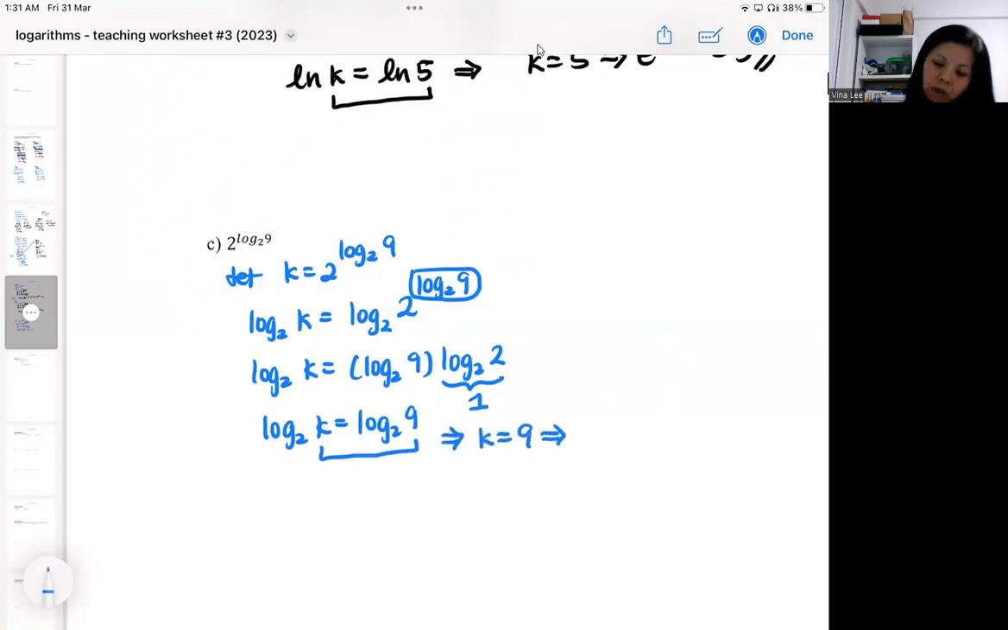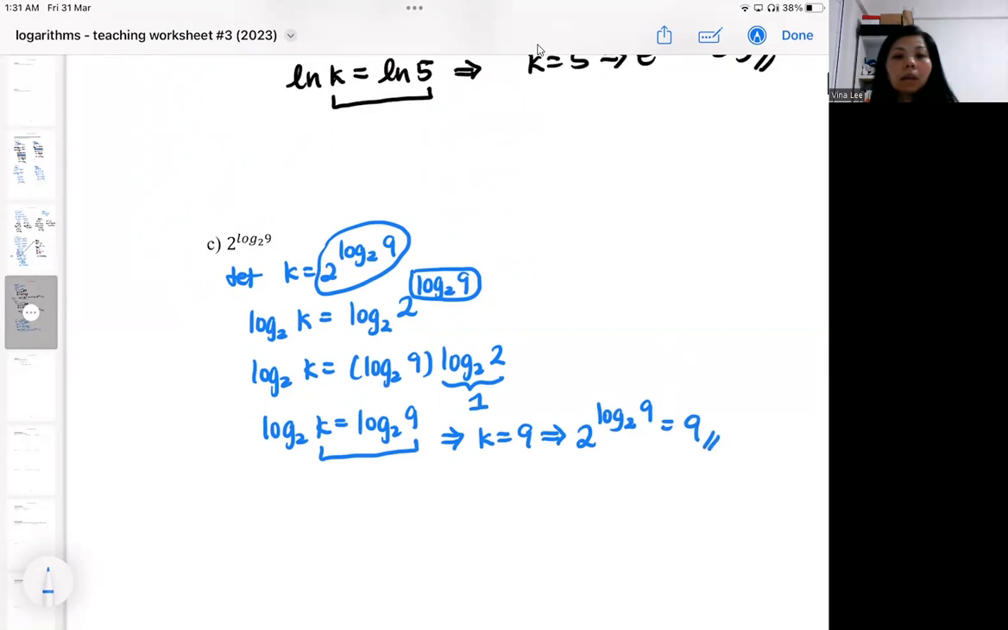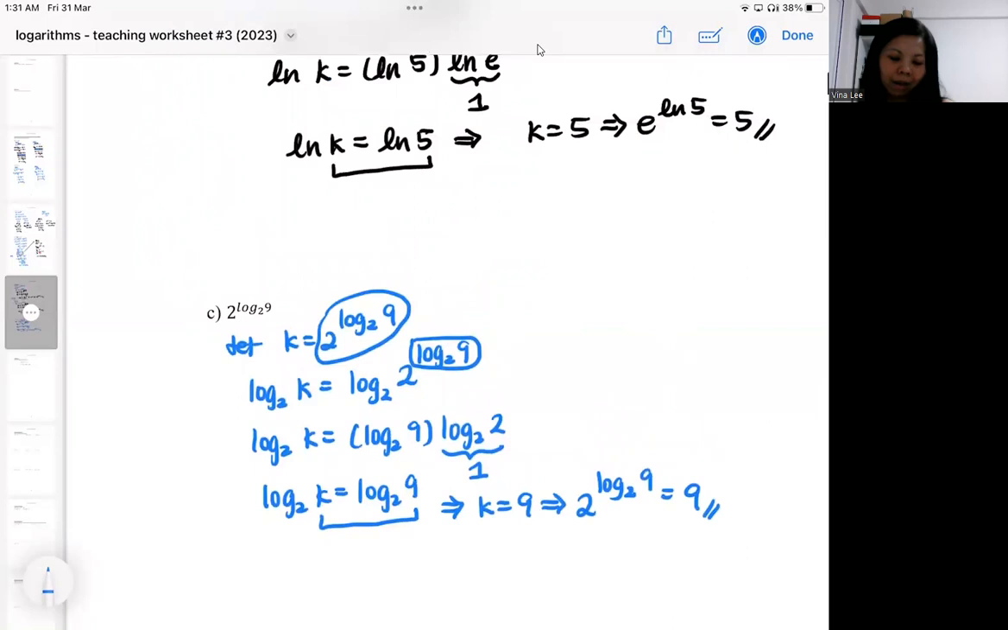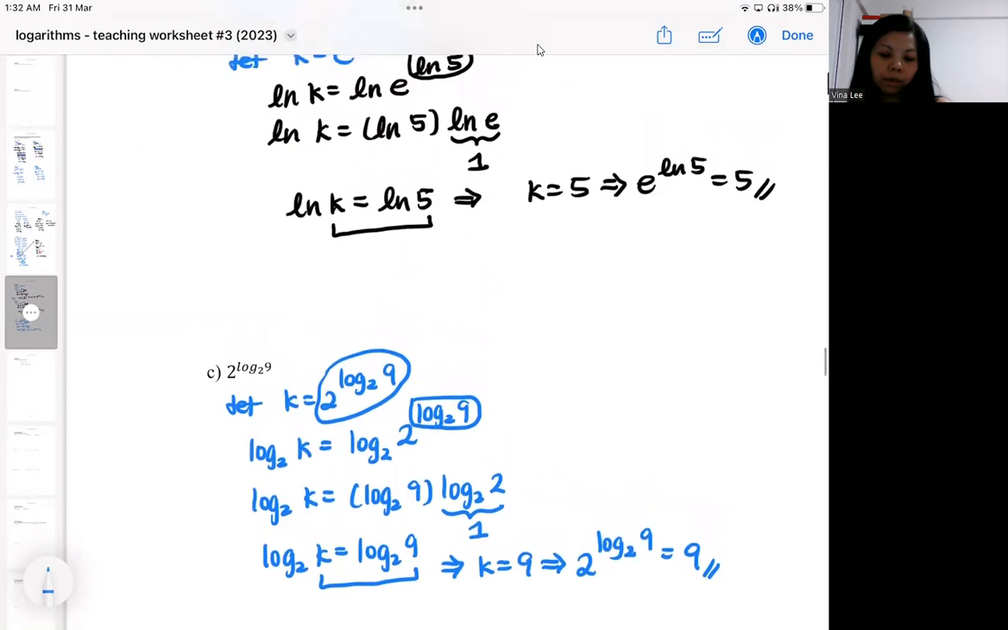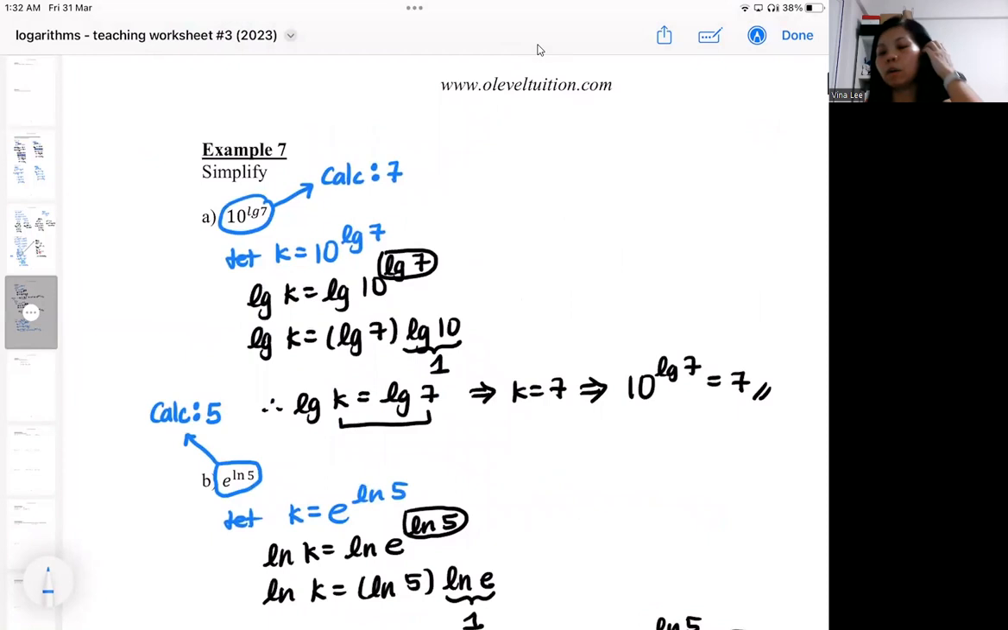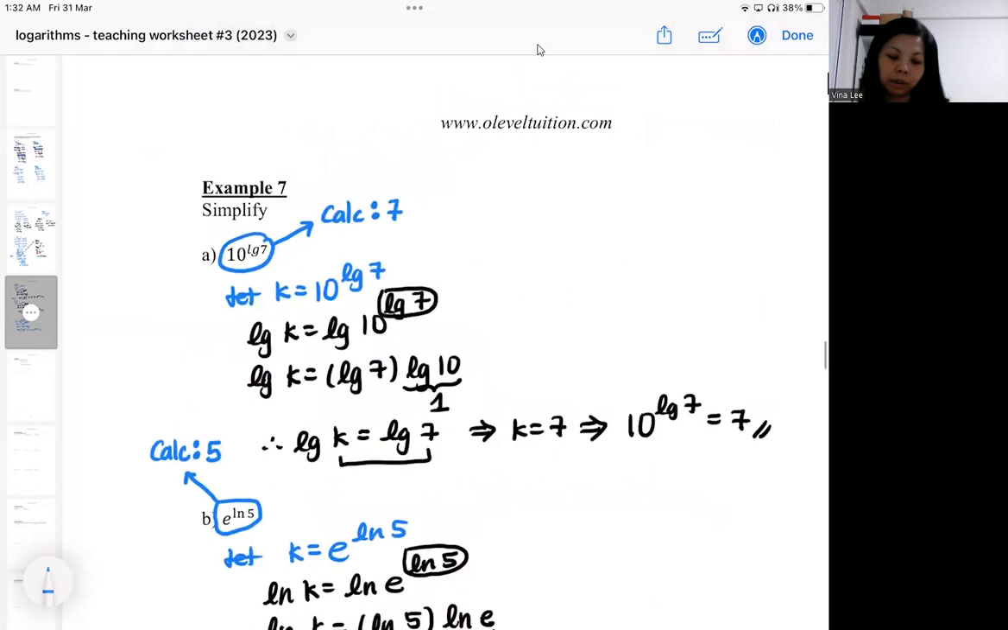And what exactly is your K? This whole thing is your K. So you find that you couldn't press the calculator because this one is a base 2. So I will still introduce the log, but I'm not introducing LG, I'm introducing log base 2 on both sides. If you are not required to show, you can just punch the calculator and you can get a value for it.